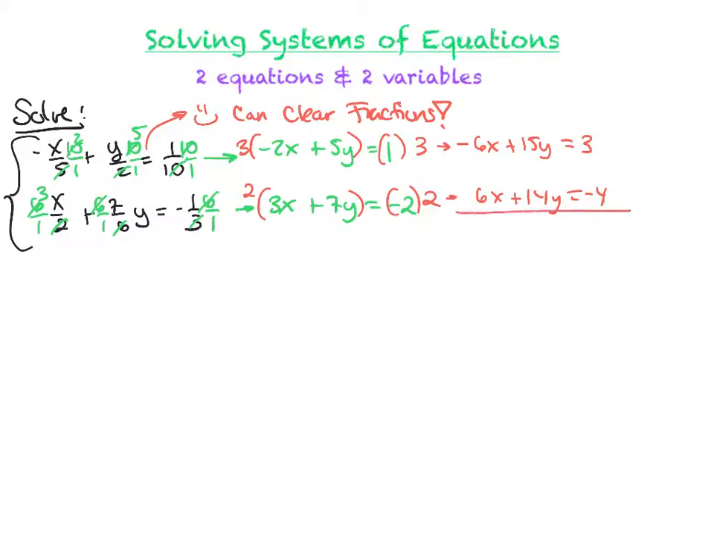And this is perfect. When we add these together, the negative 6x and the positive 6x cancel. 15y and 14y is 29y. And 3 plus negative 4 is negative 1. So our y is an unappetizing negative 1 over 29.